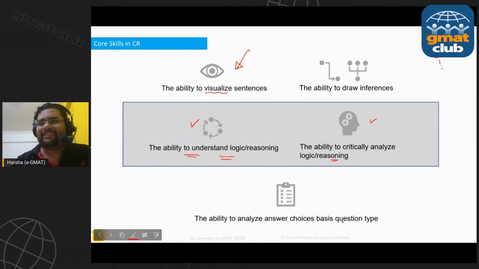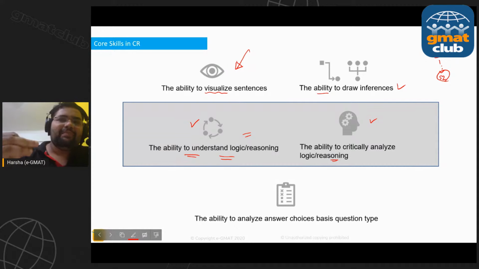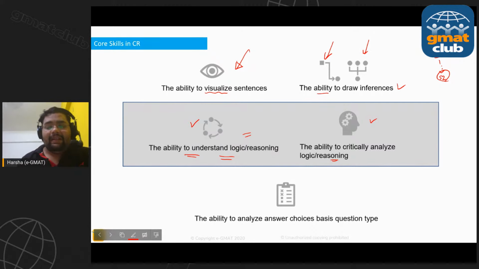And unless you catch that hidden implication or inference, you're not going to truly understand what's going on. So the ability to draw inferences is also a supremely important skill at this level. Now, this could be inferences from a single statement, or inferences from multiple statements, which is what we like to call combination inferences. Finally, the ability to analyze answer choices basis question type is also a core skill.